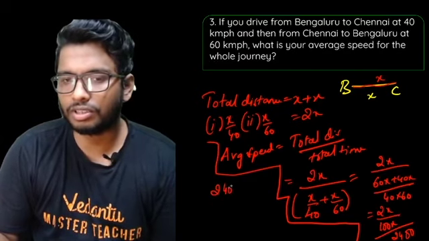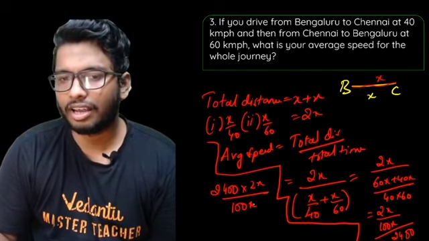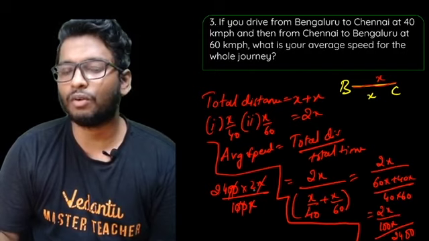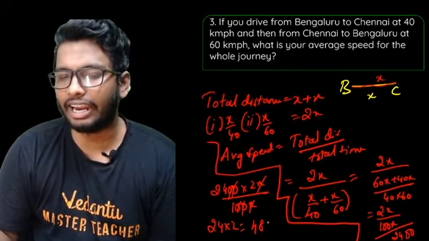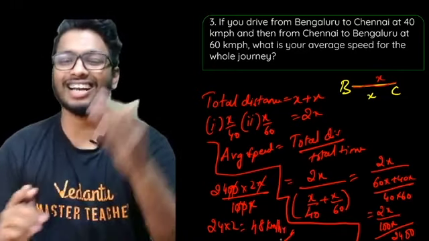So 24,000 into 2x divided by 100x. X gets cancelled, 0 gets cancelled, 0 gets cancelled. So that'll be 24 into 2. So 24 into 2 is how much? It'll be 48 kilometer per hour. So that is the answer for this question.